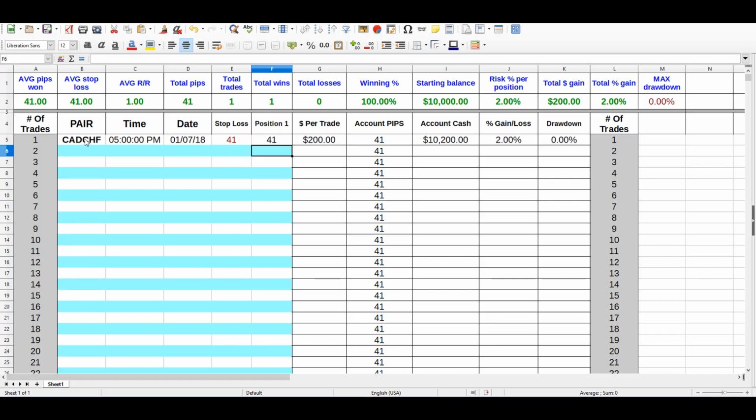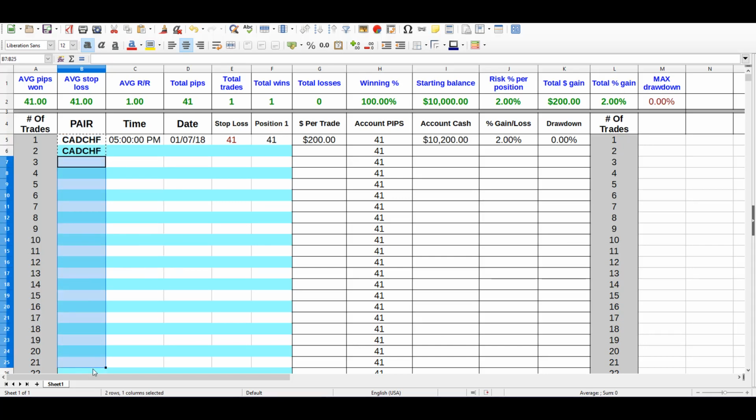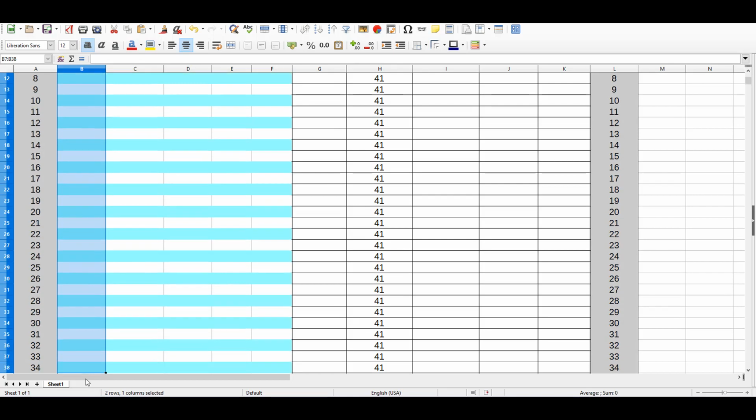We'll do this for every trade. We'll go ahead and put in this pair because we know that this is the pair we're going to be trading, the Canada Swiss. So we'll just paste that in so we don't have to do that every time.